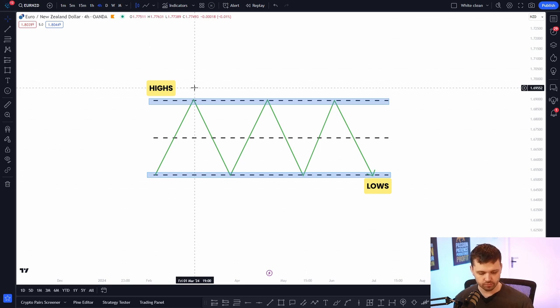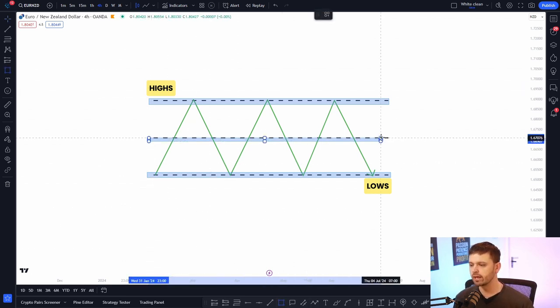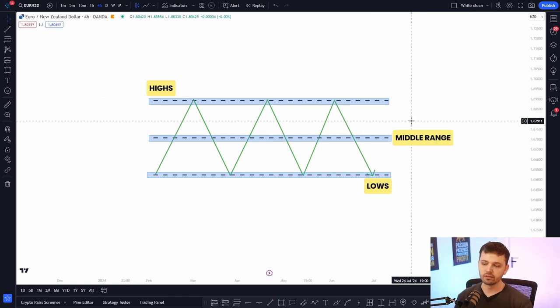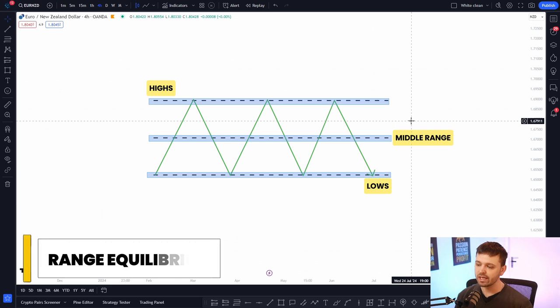Now in most ranges you also have a clear middle area, which is basically the middle of the range, or range EQ, which stands for range equilibrium.